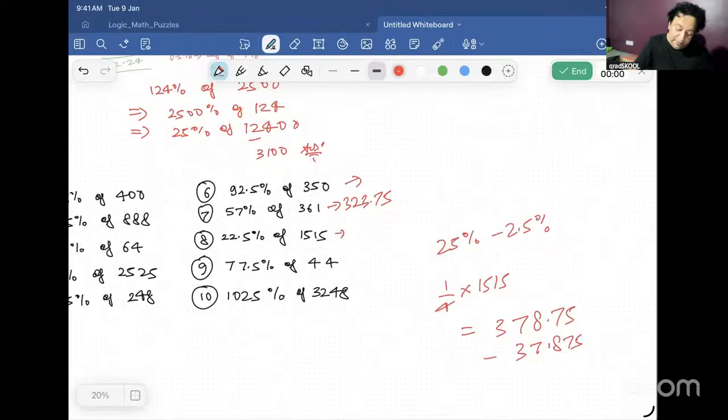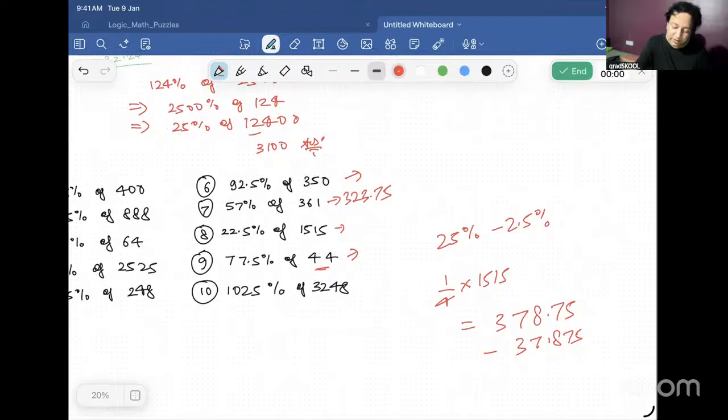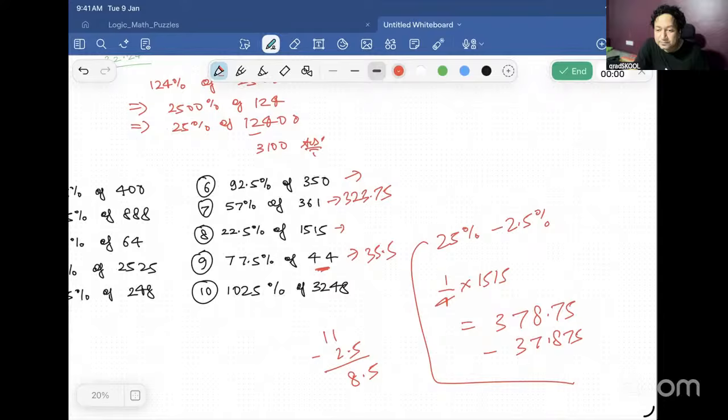Clear? The next one, 77.5% of 44. Again, multiple ways of doing it, right? इसमें अगर 22.5% निकाल के 44 का माइनस कर दो, 22.5%, again the same way. All right. So 25% minus 2.5. 44 का 25% is 11 minus 2.5. If you do, you will get 8.5, right? So 8.5 less than 44 will be the answer. That is 35.5. Is that clear? All of you got it? Clear?